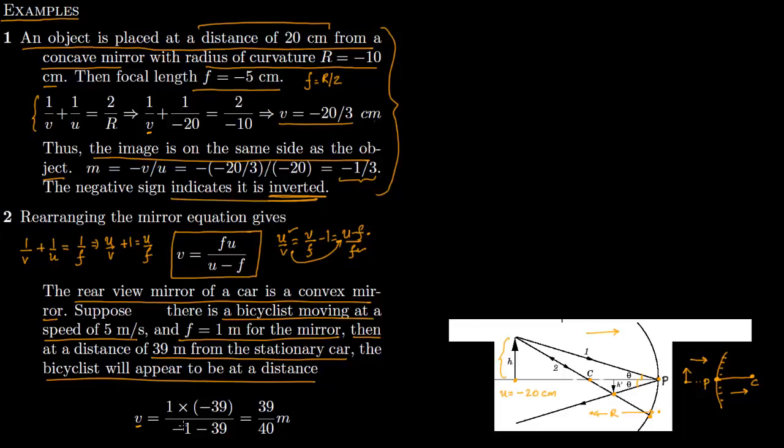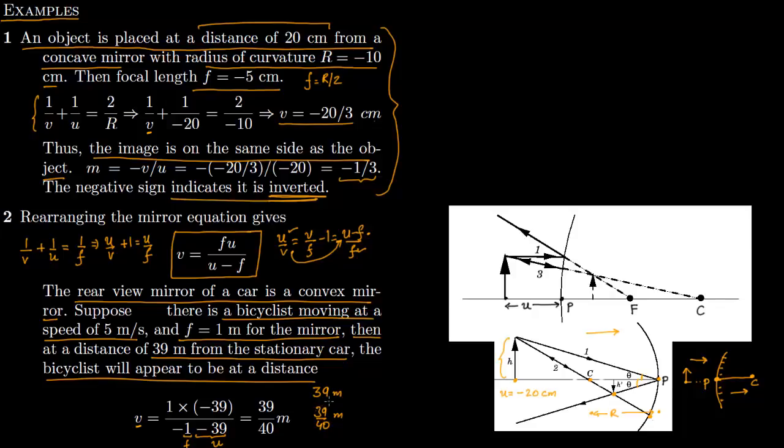So this is u, and f is 1. This 1 is f right here, and the minus sign in front of f is this minus sign. So this is nothing but u minus f. u is minus 39, so this gives you 39 by 40 meters. So when the bicyclist is behind you by 39 meters, you see the image in front of you at 39 by 40 meters. Let us see this in the figure.